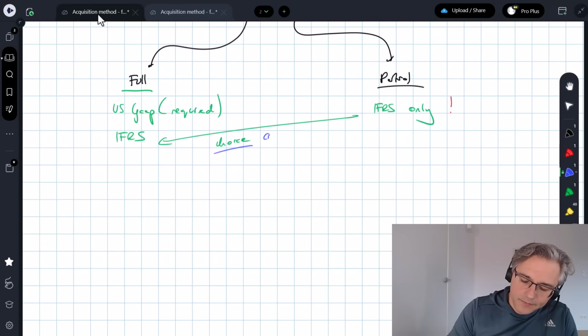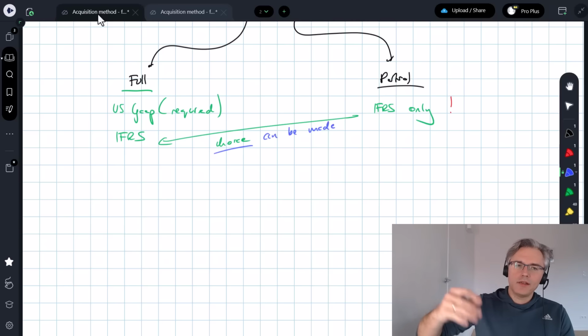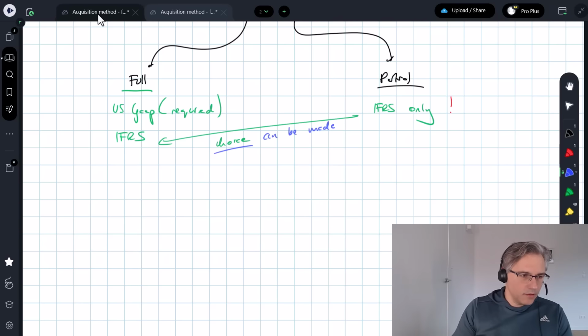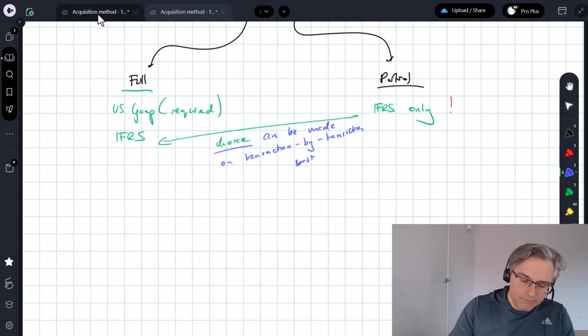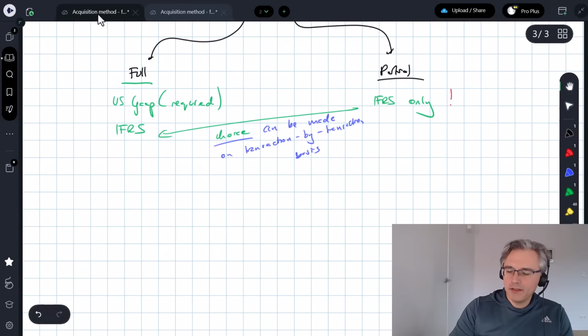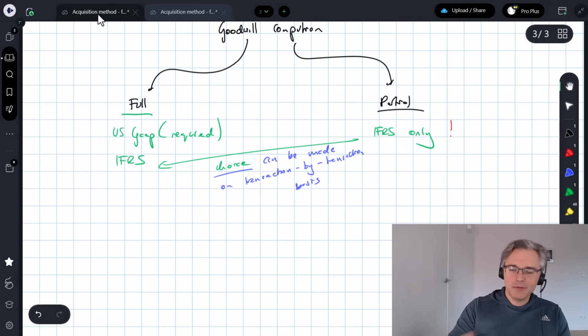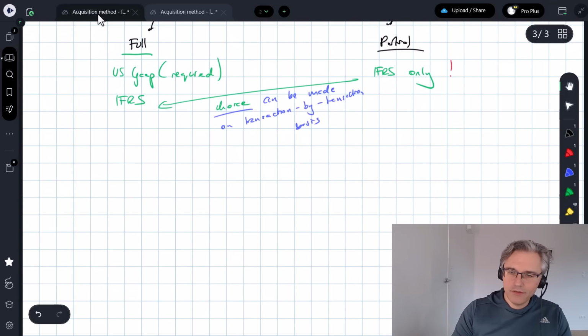The choice can be made not as a sort of accounting policy that you decide on and then keep to. No, the choice can be made on a transaction by transaction basis. So you can hop between the 2 methods, from one transaction to another.